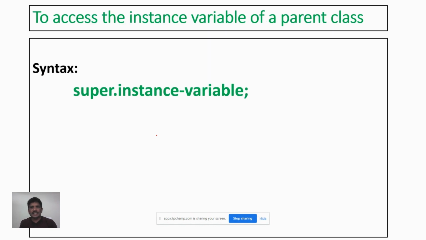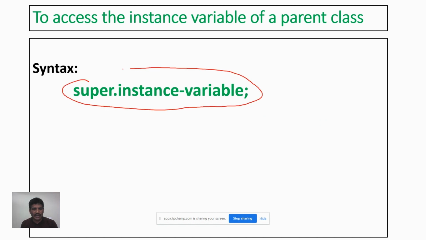Then how do you access the instance variable of the parent class? What is the syntax? super dot, then the instance variable. With the help of the dot operator, we will call the instance variable of the parent class. We will see how to access the instance variable of the parent class by using the super keyword. We will see in the example.